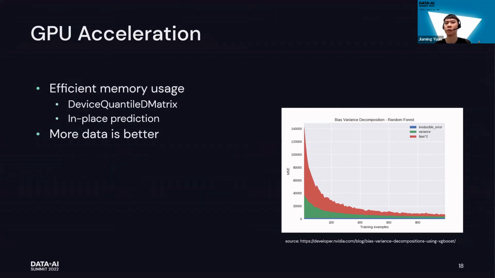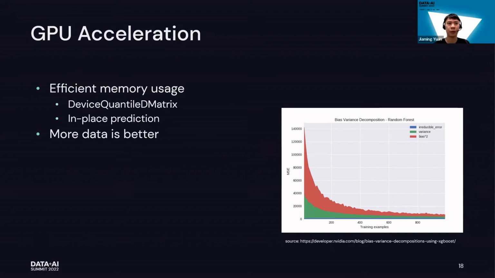There is a data structure called device quantile DMatrix, which can consume GPU data directly without making any copy or creating any internal data structure, and it can take the data as it is. In practice, we can basically shrink down the memory usage by half.